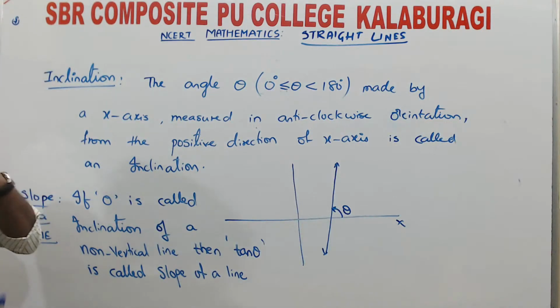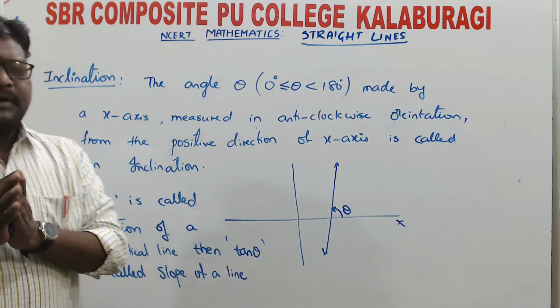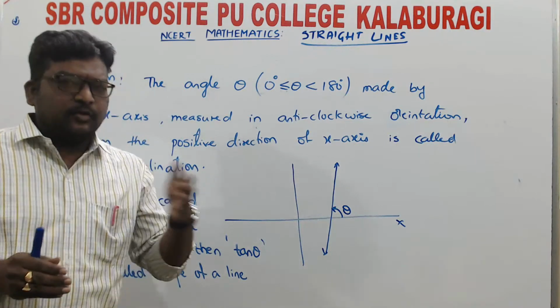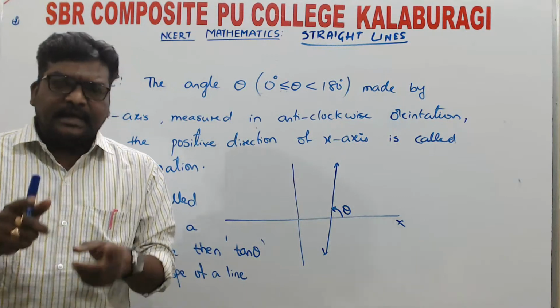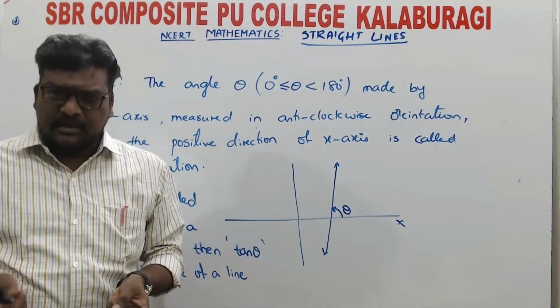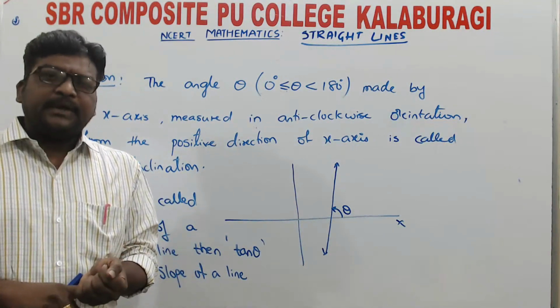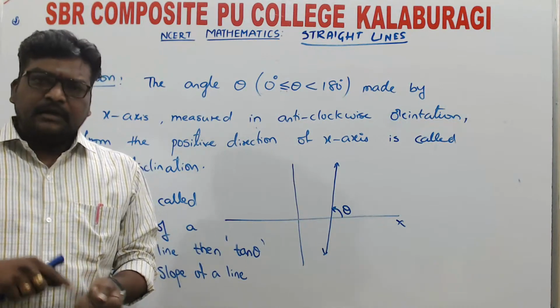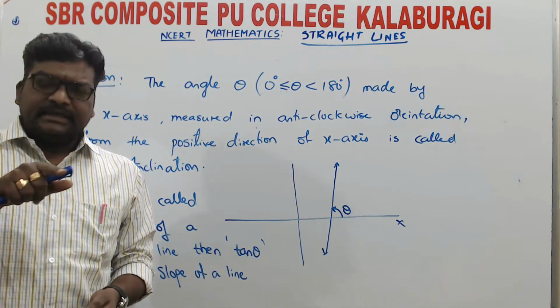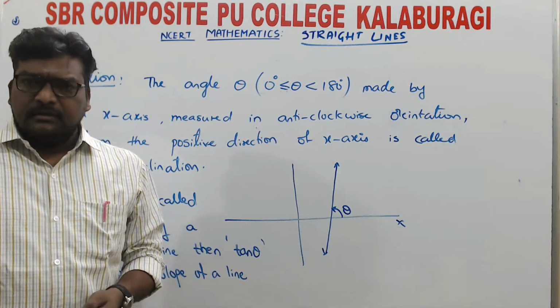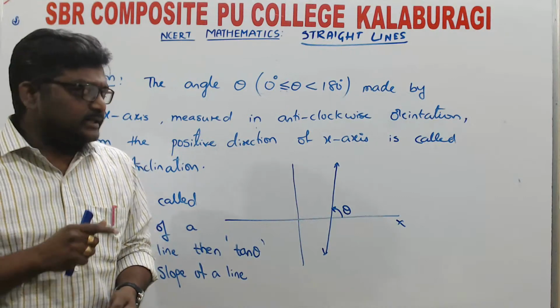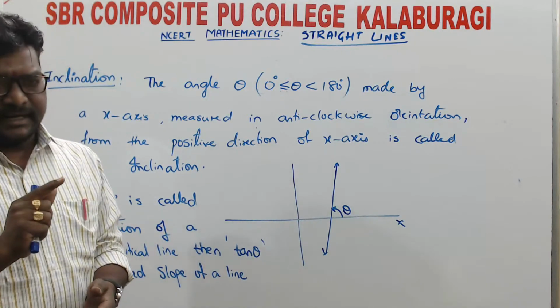Okay. Now let us recall what we have learned: what is meant by a straight line. Coordinate geometry you already know. A straight line is nothing but a line which has no end points, or the locus of a point P(x, y) that moves such that its distance is always equal from two fixed points A and B is called a straight line.